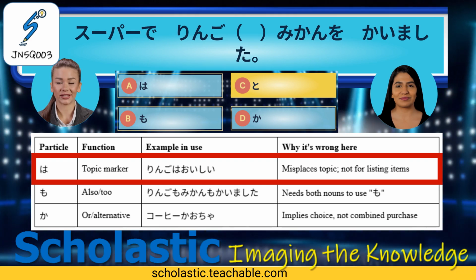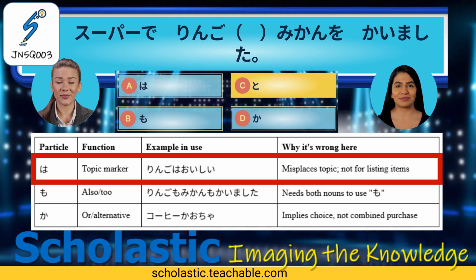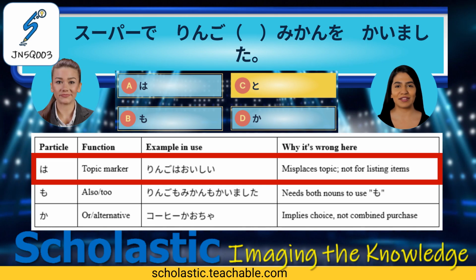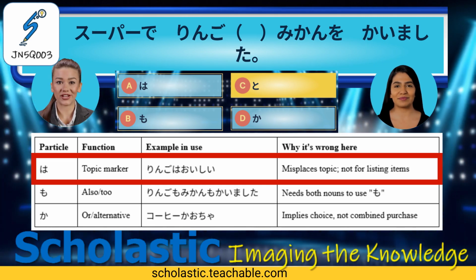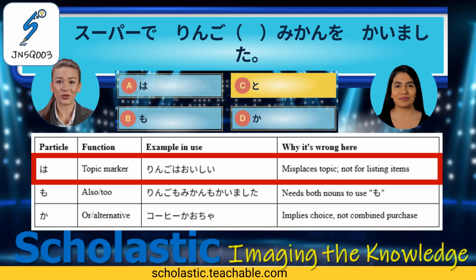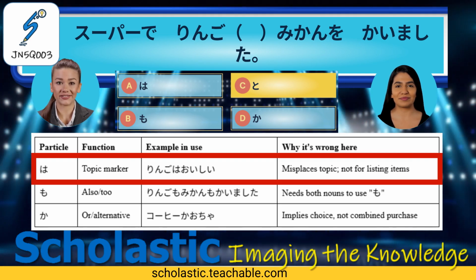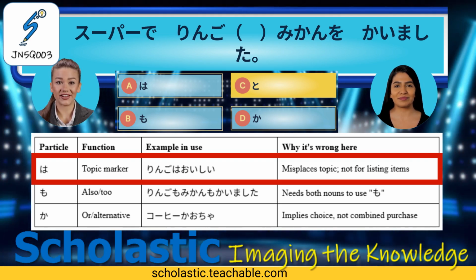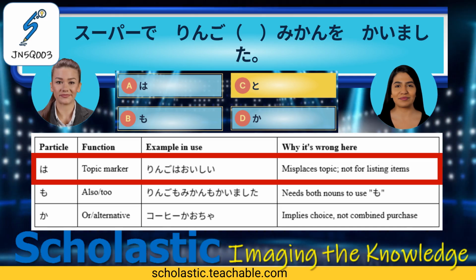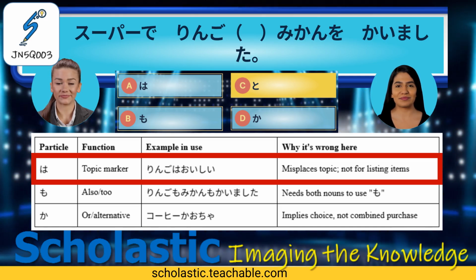So using は in the middle of a list sounds unnatural and ungrammatical. Saying リンゴはみかんを would imply you are talking about apples doing something to oranges, which is not the case. It is a misplace of topic and not for listing items. Now let's look at the answer B.